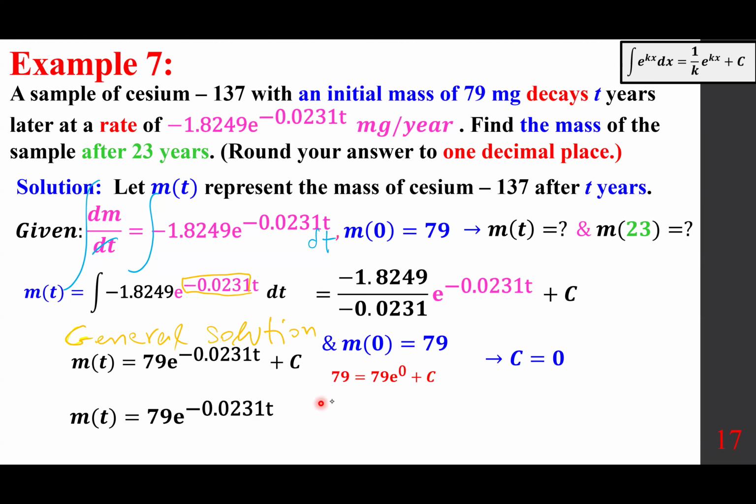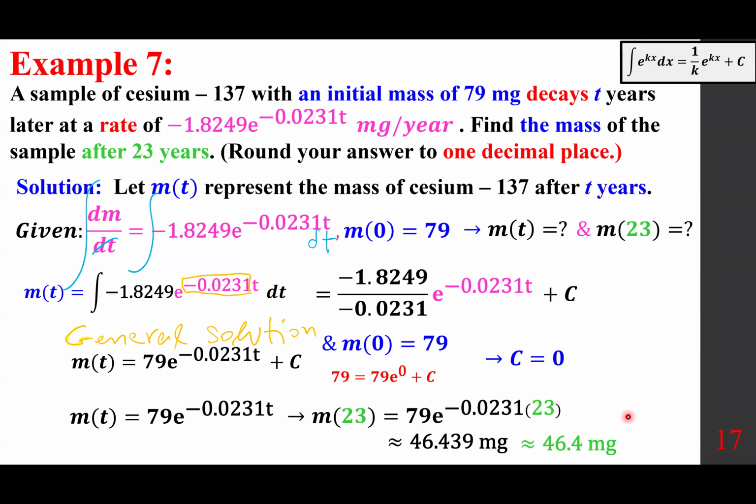And now that we have m of t, we are going to replace the t with 23. So m of 23 is the same thing, replace the t. Multiply these two, raise e to that power, multiply it by 79. We get 46.439, and always the proper units. It was milligrams per year. This is milligrams. Now, you always write many decimals. This is asking for one decimal only. 4 next to it is 3, doesn't change. The final answer, 46.4 milligrams, is the final answer.